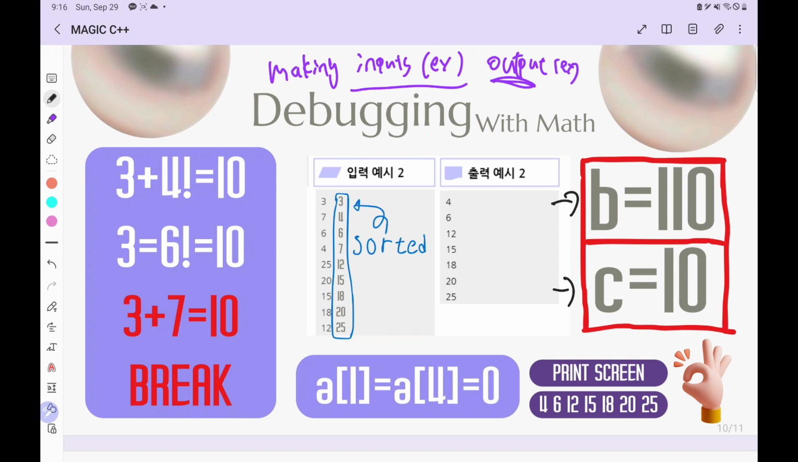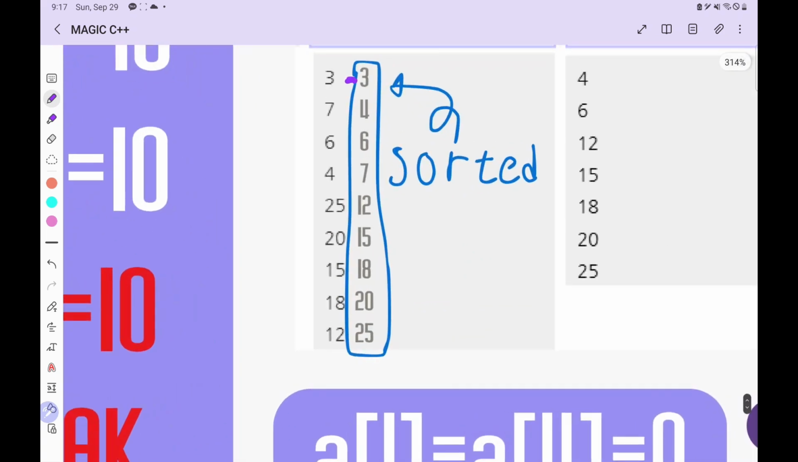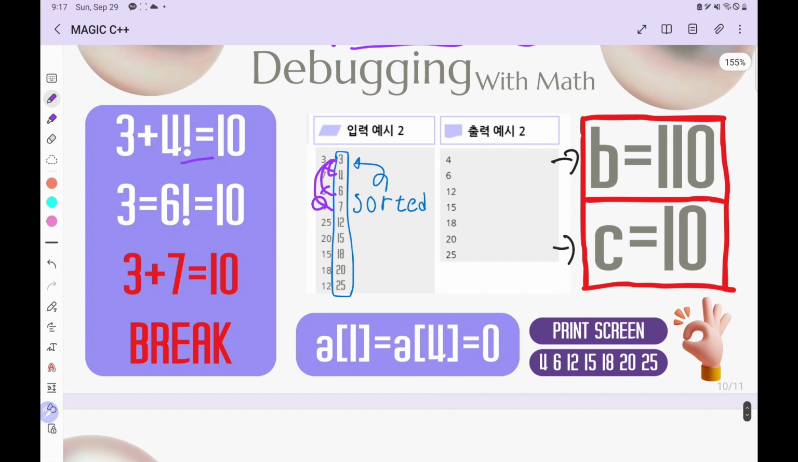So, in 3, 4, 6, 7, 12, 15, 18, 20, 25, we should find two numbers that add up to 10. And we start from 3, because I equals 1, that becomes 3. And J goes from 2, 3, 4, 5, 6, 7, 8, 9. So, if I equals 1, A1 equals 3, we go 3 and 4, 3 and 6, 3 and 7. So 3 plus 4 is not equal to 10, and 3 plus 6 is not equal to 10, and 3 plus 7 is equal to 10.